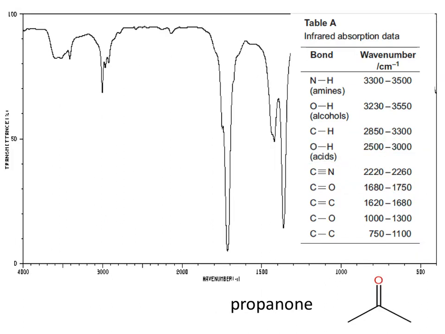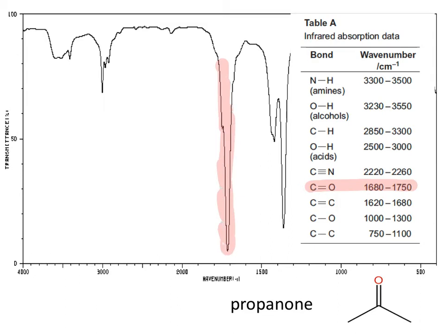So propanone is an aldehyde. The only functional group is the carbonyl group, that C double bond O. It's in that C double bond O region of 1680 to 1750, and that's what we've got there.